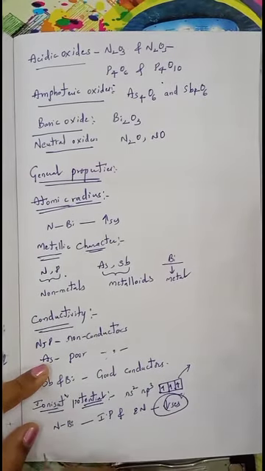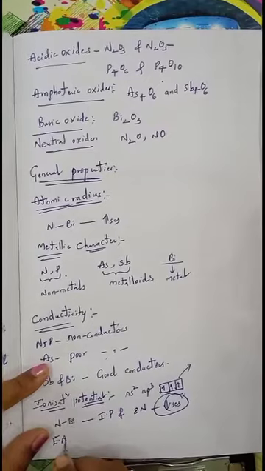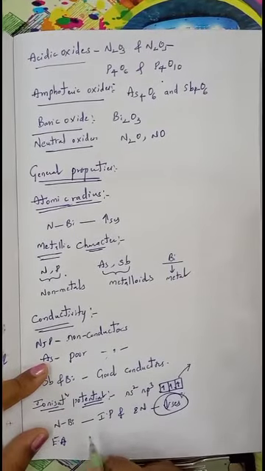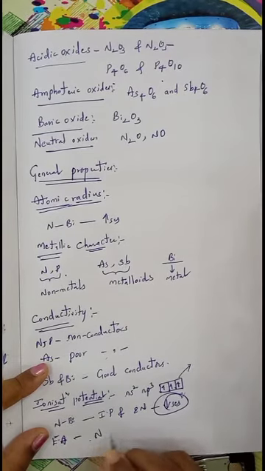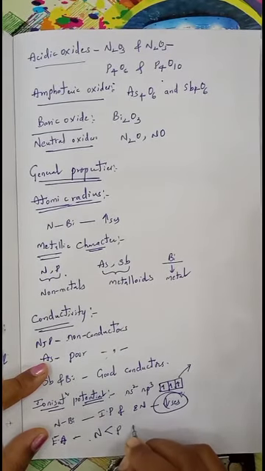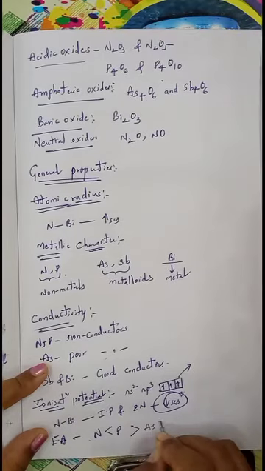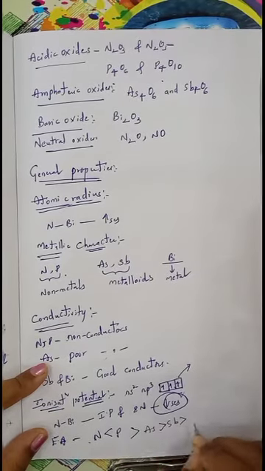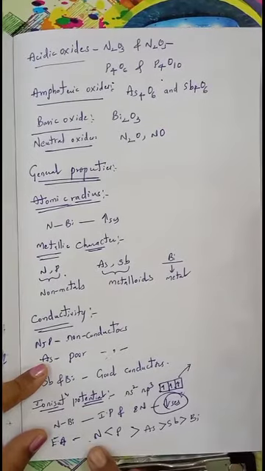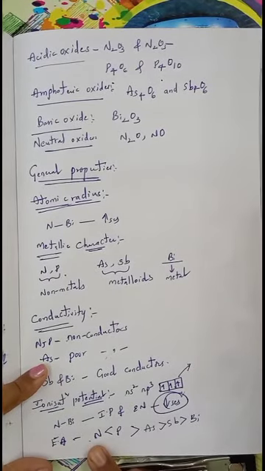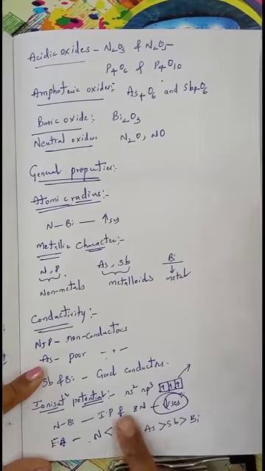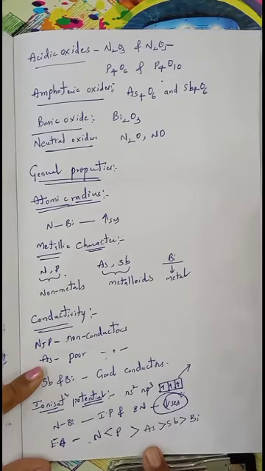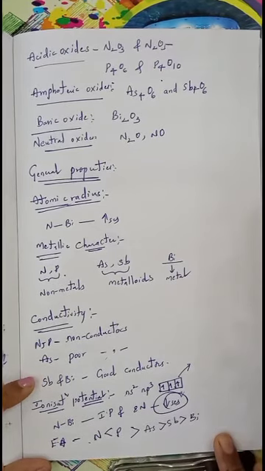If you observe the electron affinity property, the order is given as nitrogen less than phosphorus, greater than arsenic, greater than antimony, greater than bismuth. That means nitrogen has the least electron affinity compared to phosphorus, whereas phosphorus has more electron affinity than arsenic. This is the order of electron affinity of these group elements.